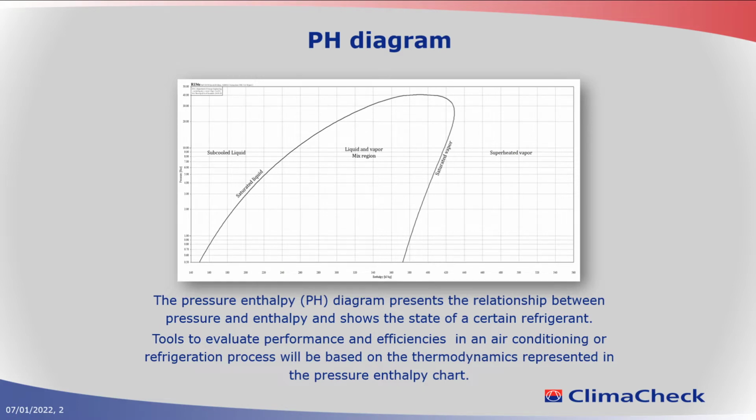The ClimaCheck system is using the information from this pH diagram in the background when it's doing the calculation. The pH diagram can also be used to represent or show the process of the systems we are measuring on. So I'll give you an example of that. Even though the ClimaCheck system is using the information, the actual pH diagram is not displayed in the software anywhere, but we'll come back to why that is.